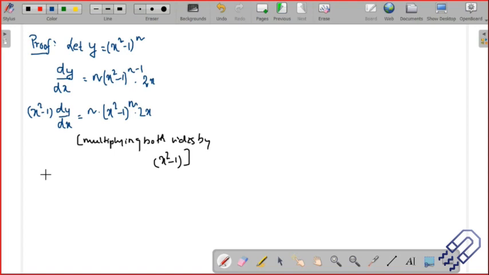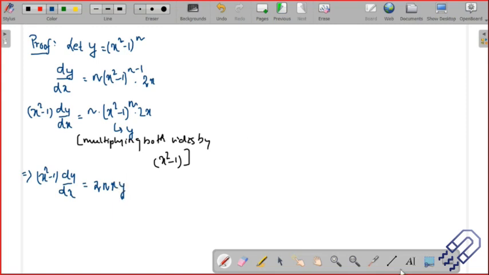Okay, after that what will we do, we are going to take this and simplify it a bit. (x square minus 1) dy/dx is equal to, now what is this (x square minus 1) to the power n? This is nothing but y. This is nothing but y. So we are just going to write it down as 2 times n x y. You already have it here. Okay, so now we are going to take this. Now let's try to differentiate this.